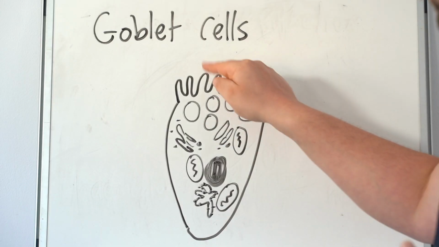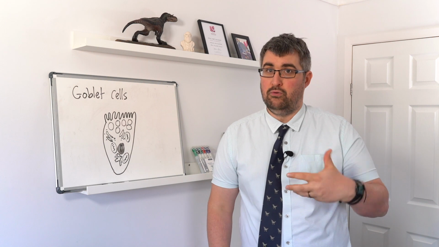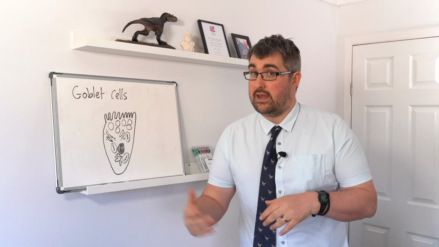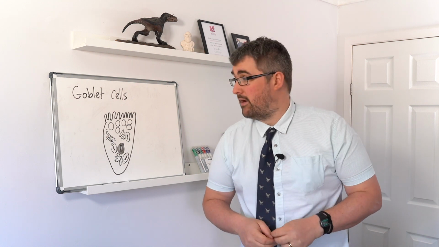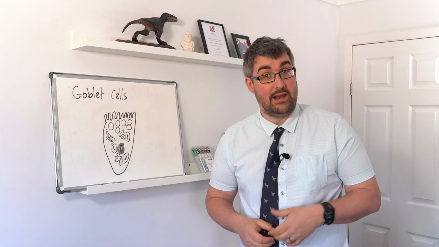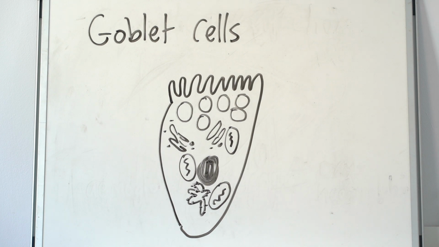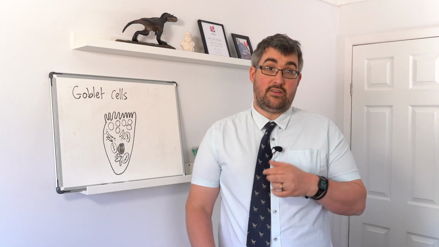They also have these little microvilli on the top here, not for absorption, which you'd expect to see in epithelial cells in the small intestine. I'm not actually sure why they have microvilli. Something maybe you can find out for me and leave in the comments. But there's our goblet cells. So yeah, that's our last specialised cell.